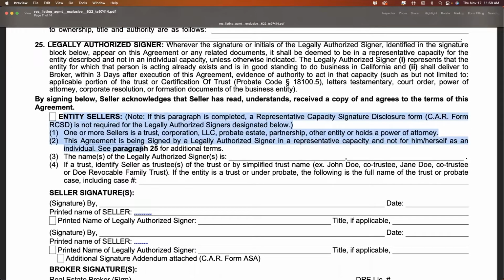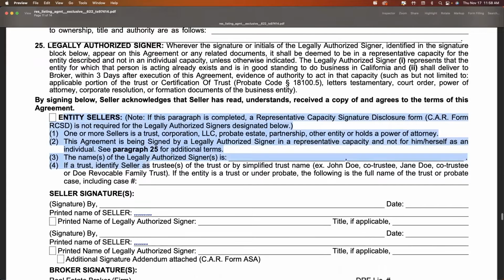If we complete this properly, we do not need an RCSD, the representative capacity signature disclosure form, but if we don't fill in all this information, then we could need an RCSD. And if you do that, within 5 days of this, you need proof that they are the authorized signer for that entity. So you would need something like a copy of the notarized power of attorney, or a copy of the LLC, or a copy of the trust, something that shows that they could sign.